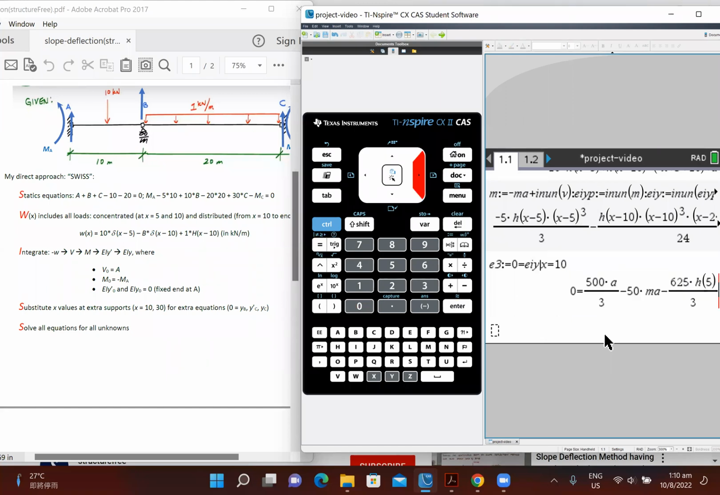So you see there are some step functions, nothing to worry about for now. Later on we'll get rid of these things, which should be 1. Step function for positive argument is 1. But let me just go ahead and finish building my extra equations.